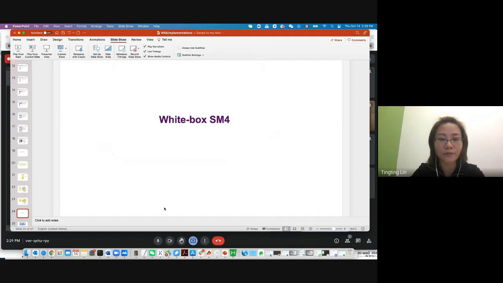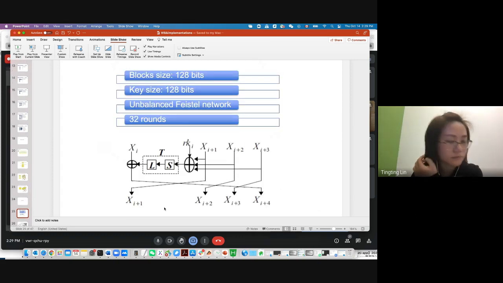And next, I will introduce the white-box SM4, which I designed in 2019, and it was also implemented. First, I introduce SM4. SM4 is a Chinese commercial standard block cipher. The block size is 128 bits, and the key size is 128 bits. It uses an unbalanced Feistel network, and there are 32 rounds.